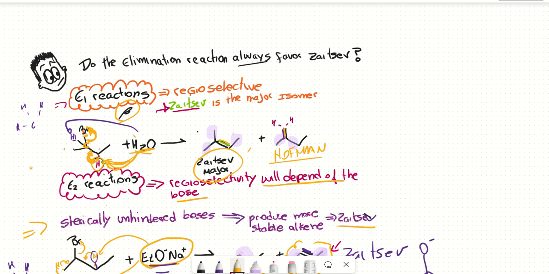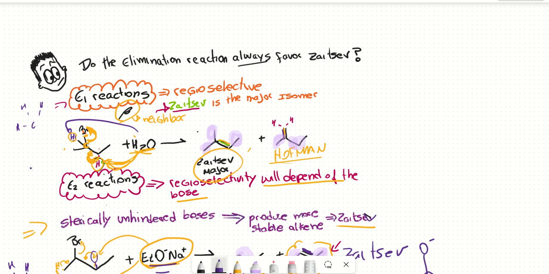Of course, the base can extract another proton on a beta carbon, so it must be a beta carbon, a neighbor carbon. The alpha carbon is the carbon that carries the leaving group. So you're going to have two products: Hofmann, which has 1, 2 substitutions, the least substituted, and Zaitsev, where you can see we have 1, 2, 3 substitutions.